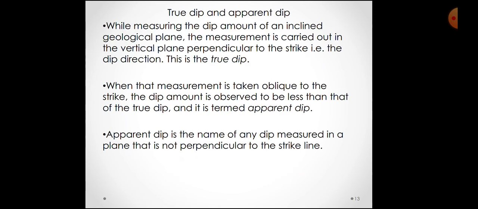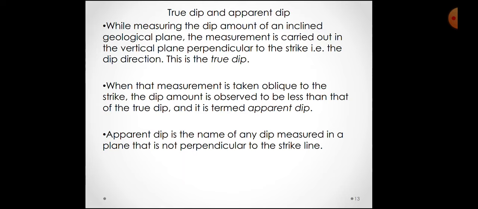True dip and apparent dip. While measuring the dip amount of an inclined geological plane, the measurement is carried out in the vertical plane perpendicular to the strike, that is, in the dip direction. This is true dip. When the measurement is taken oblique to the strike, the dip amount is observed to be less than that of the true dip and is termed apparent dip.